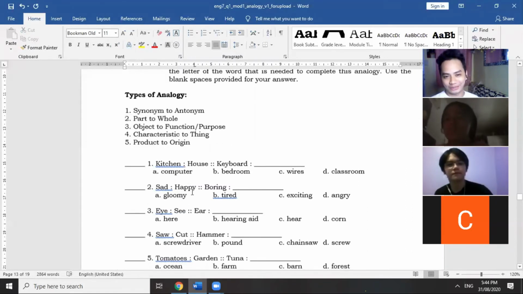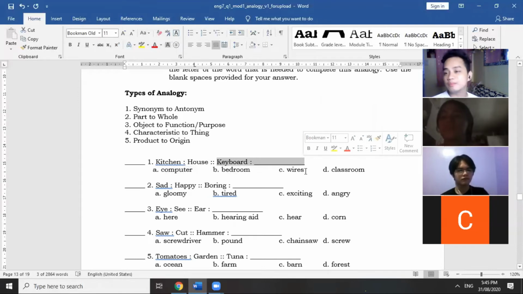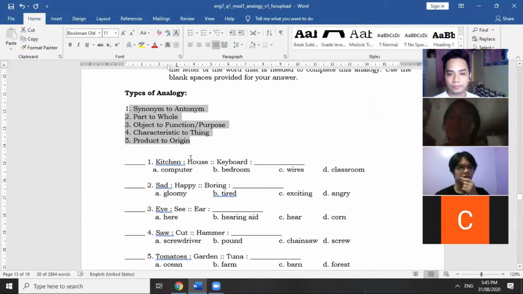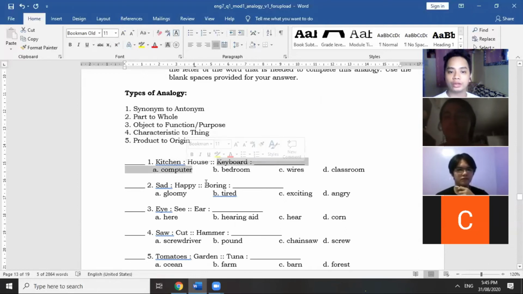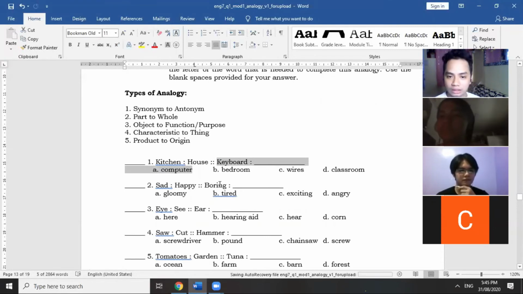Let's start. Number 1. Kitchen is to house, as keyboard is to what? What's the answer, people? Computer. Keyboard is to computer. But what is the answer here for the type of analogy? We also need to identify the type of analogy. Part to whole. Okay, very good. Kitchen is a part of a house, while keyboard is part of a computer. Very good. Number two, sad is to happy as boring is to what?